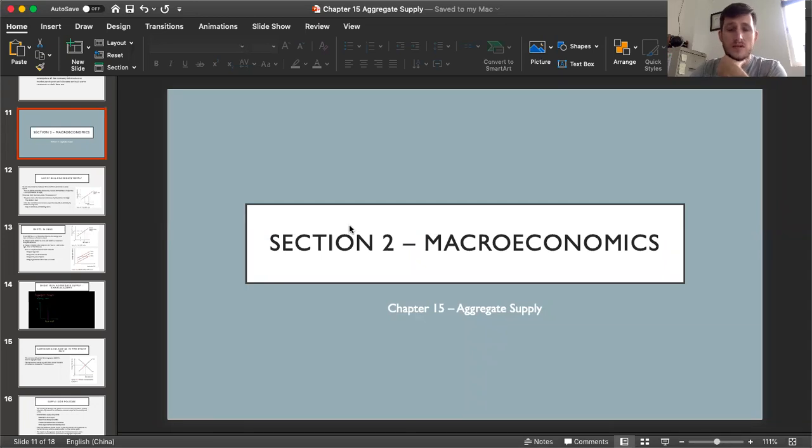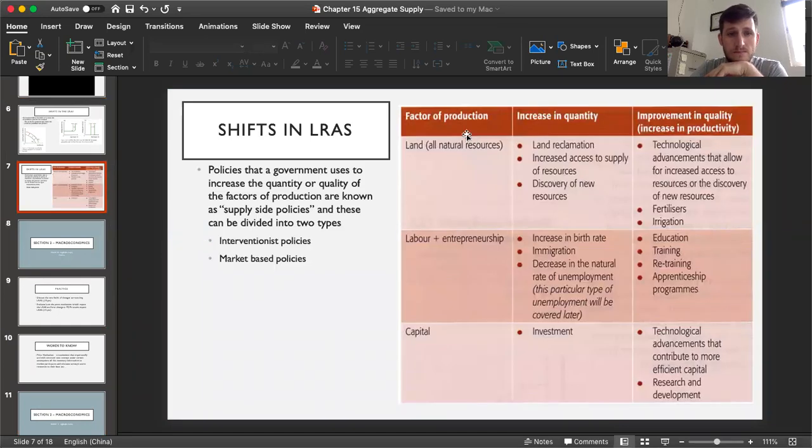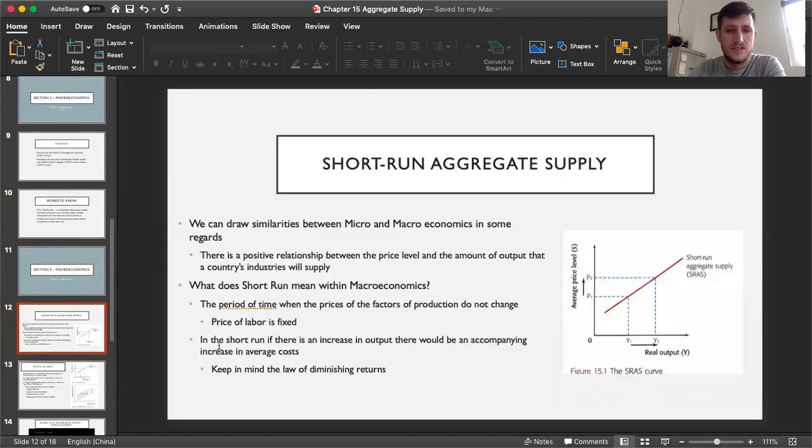Okay, so this is kind of where we left off. We were talking last class about different ways in which LRAS can shift and change. So if you're unfamiliar, I know it's been a little bit because we didn't focus too much on this stuff the previous week, and then we had a week off. So I know that you might need to do a little bit of revision.